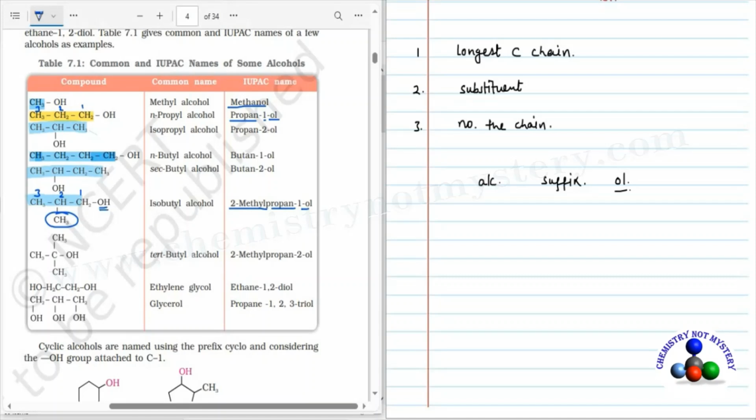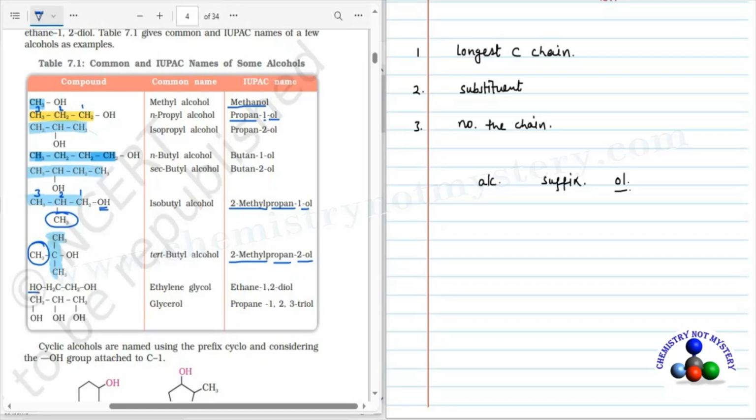Now come to the next example. Here first of all select the longest carbon chain. So the longest carbon chain is a 3 carbon long chain. And there is 1 methyl substituent which is bonded to the second carbon. And OH is also bonded to the second carbon. So the name of this molecule will be 2-methylpropan-2-ol.